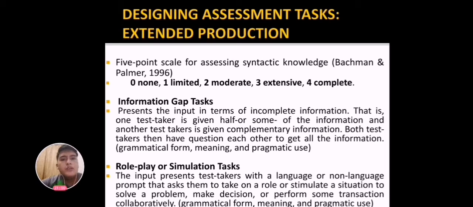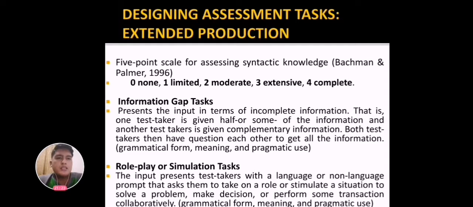So, there is a 5-point scale for assessing syntactic knowledge, wherein under Bachman and Palmer, 1996, for 0, it is none. For 1, it is limited. For 2, it is moderate. For 3, it is extensive. And for 4, it is complete.